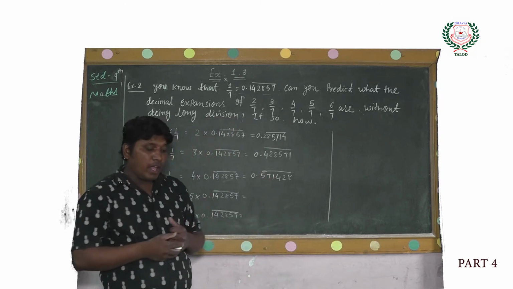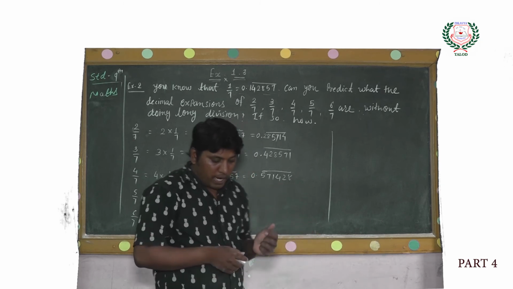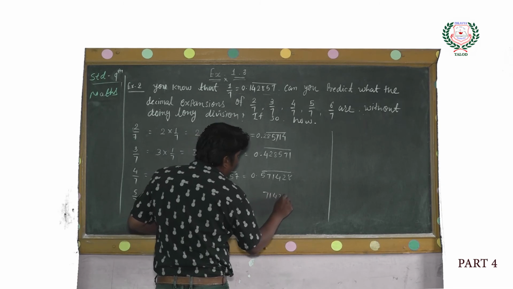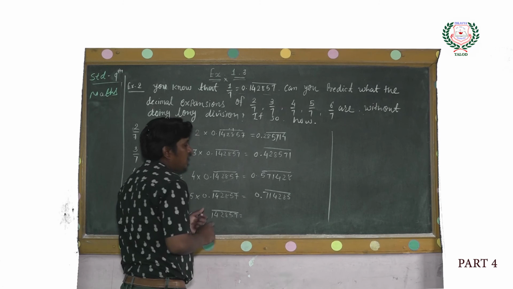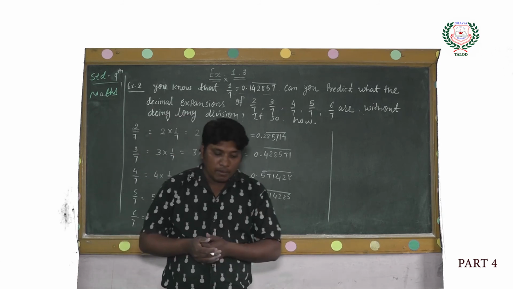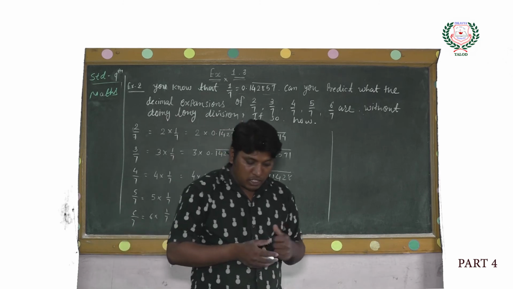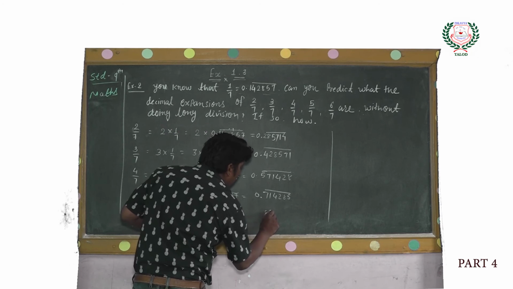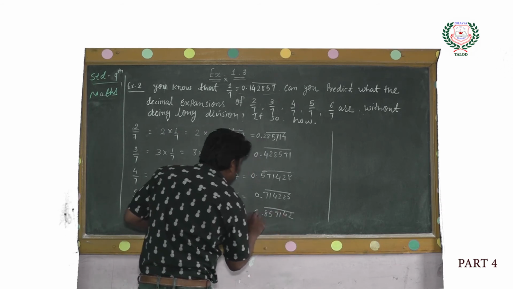And now, when we are going to multiply with 5, 1 upon 7, we get 714285 and it is also repeated. So your answer is 0.714285. And at the last, when we multiply 6 by 1 by 7, so our answer is 857142. Just multiply and check it.